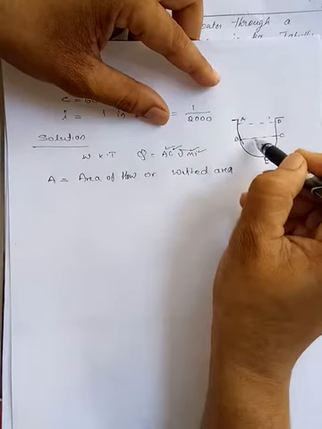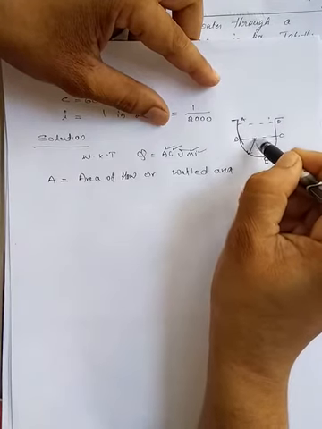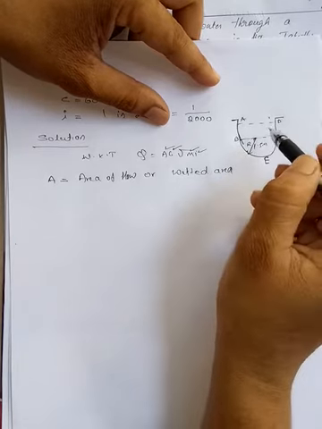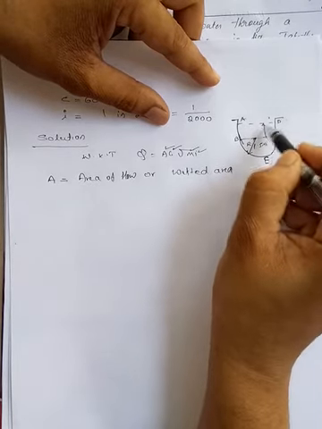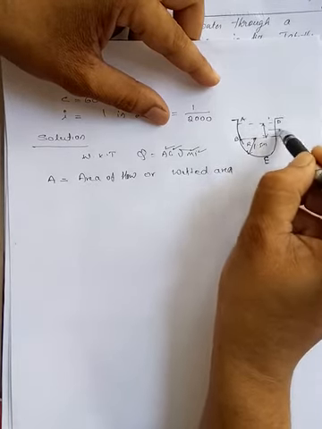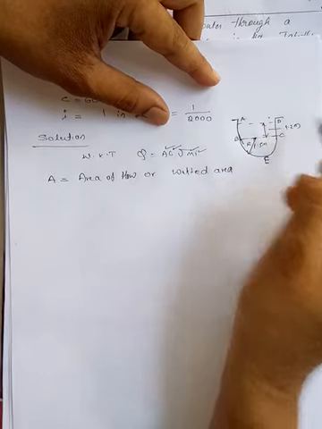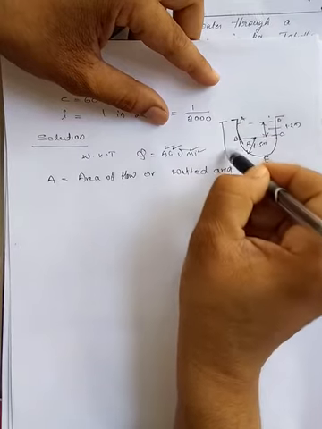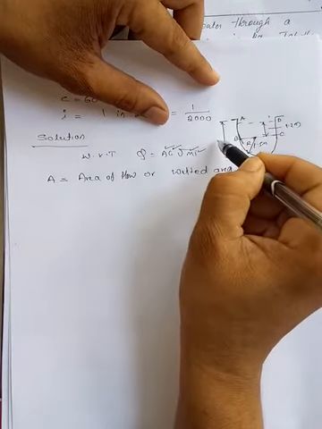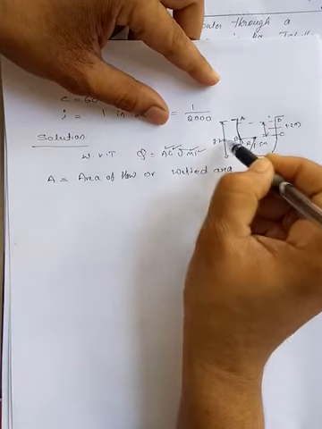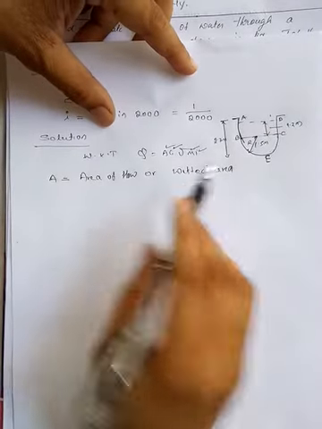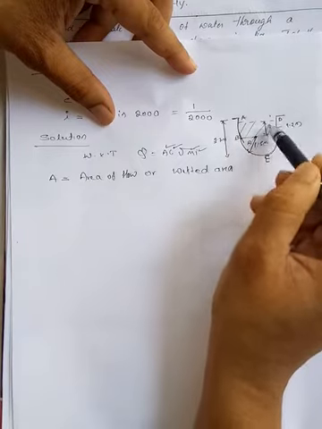The radius of the semicircle they gave is 1.5 meter, R is equal to 1.5 meter, and the depth in the rectangle is 1.2 meter. So the complete dimensions of the combination of the semicircle and the rectangle are given. The total depth of flow is 2.7 meter. First, the area of flow or wetted area. This is the complete wetted area.